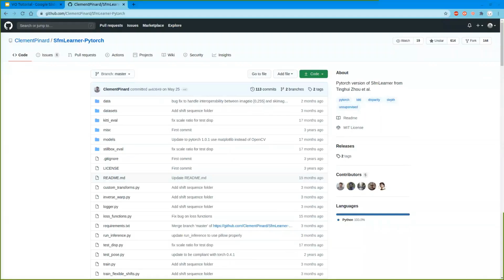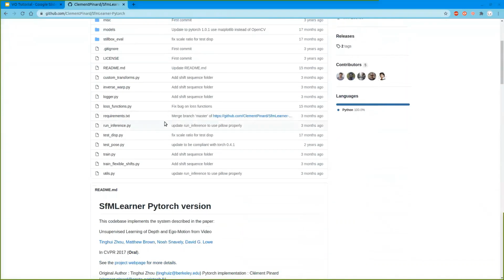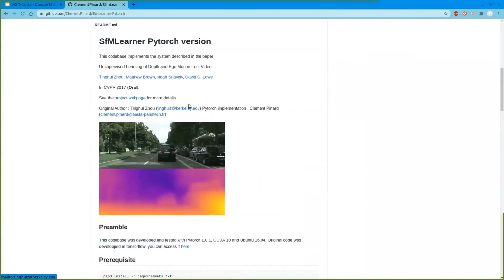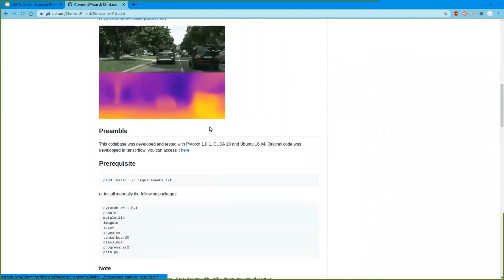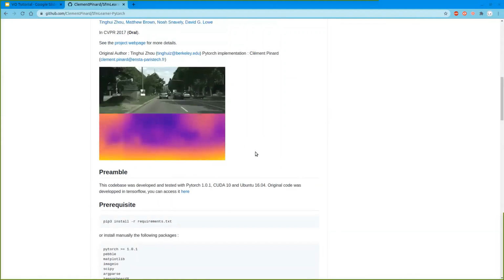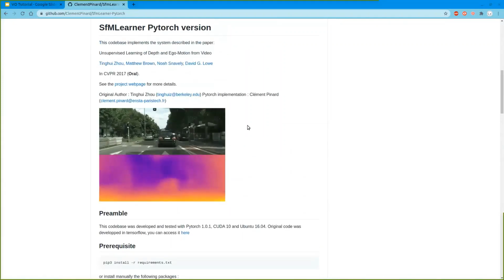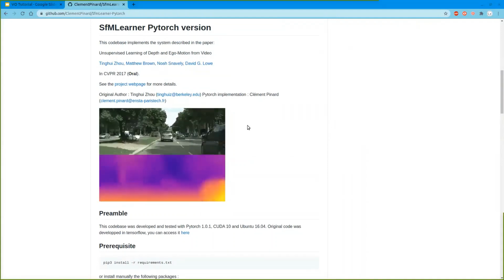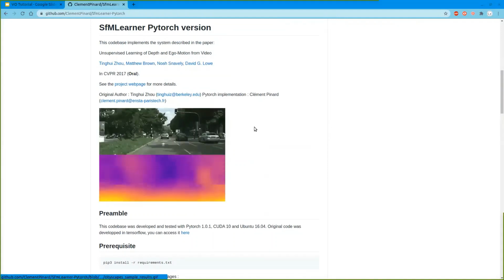One last thing: I thought we would have time for training and testing this structure-from-motion learner in PyTorch, but since we are out of time, I highly recommend you train and test it yourself. It will give monocular depth estimation and also pose estimation, all by an end-to-end neural network, trained by the photometric loss that we talked about in the tutorial.